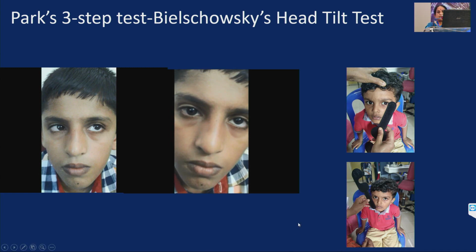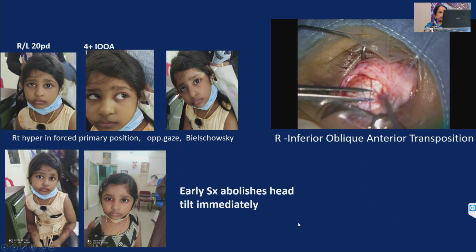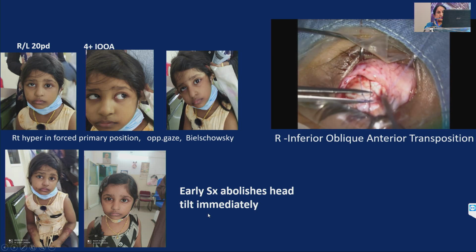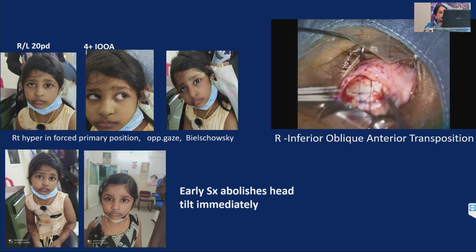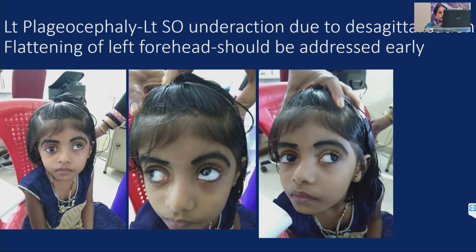In the very young, it improves after surgery. And this child also, see the very next day she has not developed much of a facial asymmetry. The very next day after surgery she improves after inferior oblique anterior transposition when there is a large hypertropia and unilateral superior oblique palsy. Plagiocephaly produces a somewhat similar picture with an underaction of superior oblique due to desagittalization, meaning a flattening of the left forehead produces underaction of superior oblique, which also has to be dealt with even in that age.